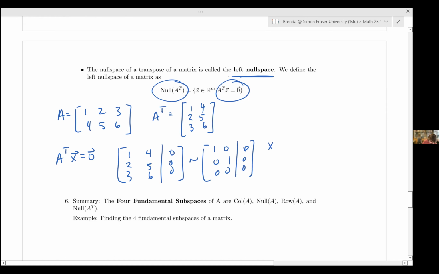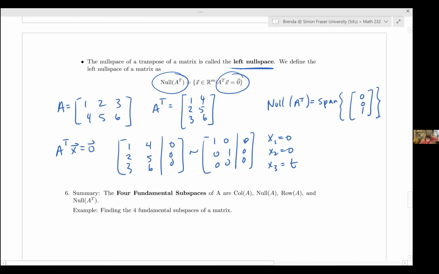Okay, and I get that X1 has to be 0, X2 has to be 0, and X3 is free. And so in this case, the null space of the transpose is the span of the vector (0, 0, 1). Okay. So there's 4 of these guys. We've now done all 4 of them.